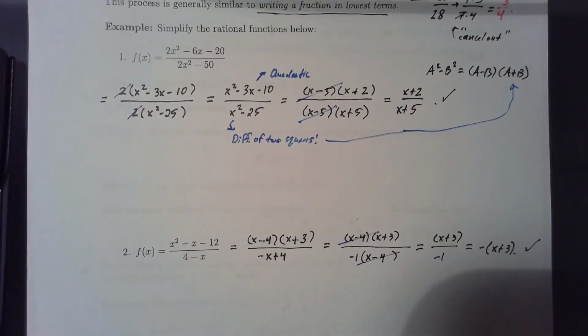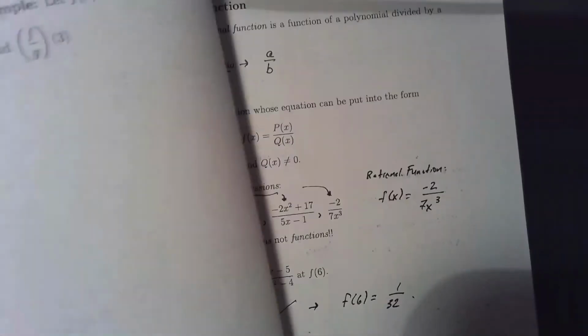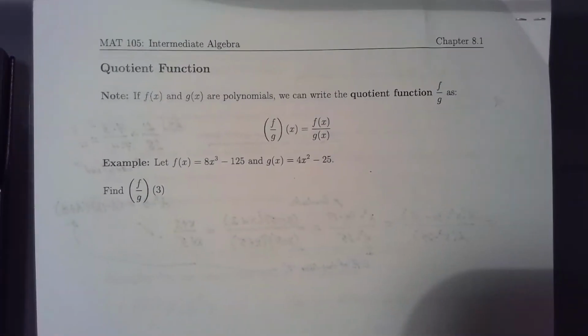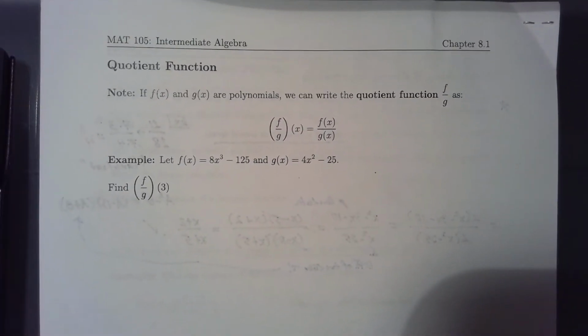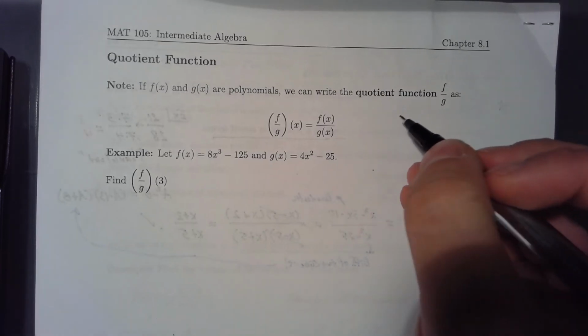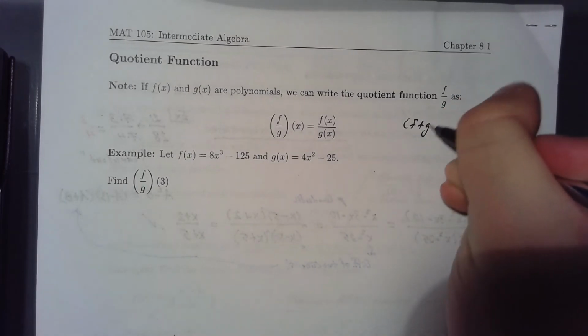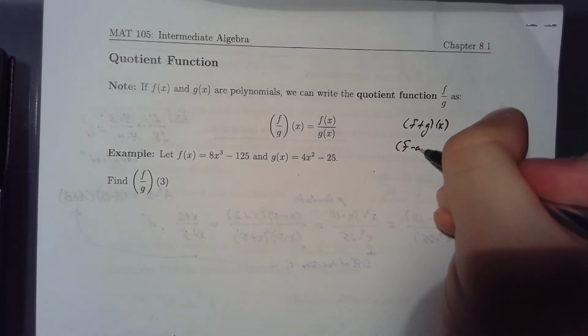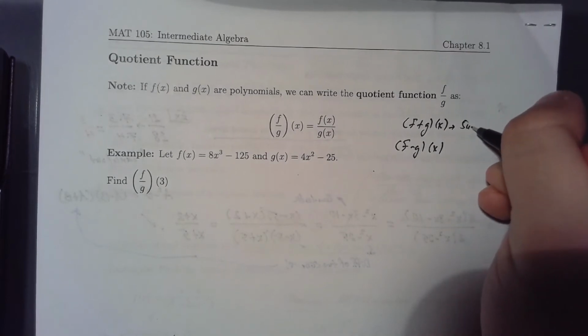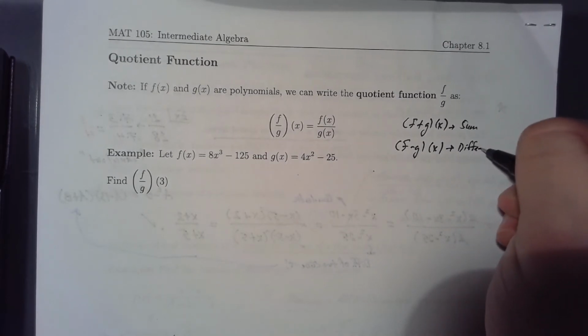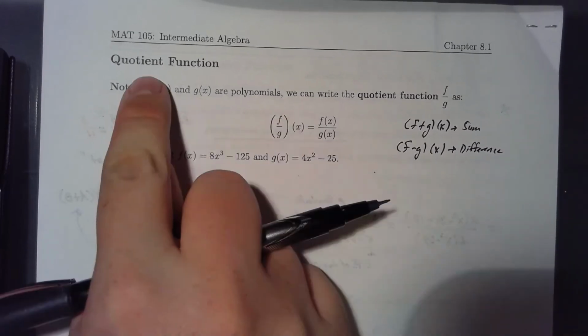All right. Let's keep going. So, the last thing I want to talk about is a new notation called the quotient function. So if you remember, we studied function notation. We looked at the sum notation for a function, which looked like this. We looked at difference notation for a function. That was sum. This is difference. Well, now we also have the product.